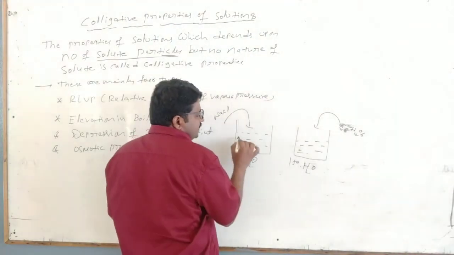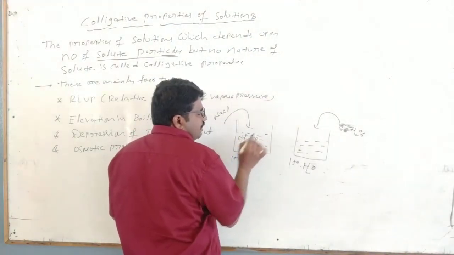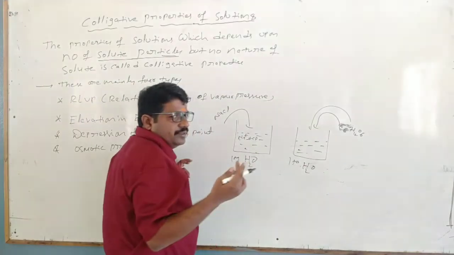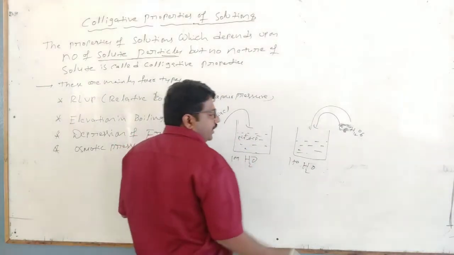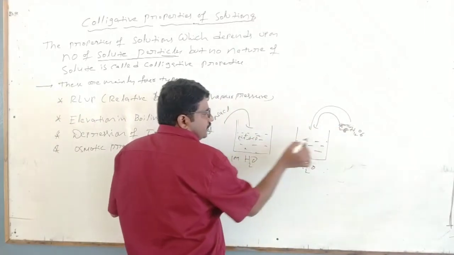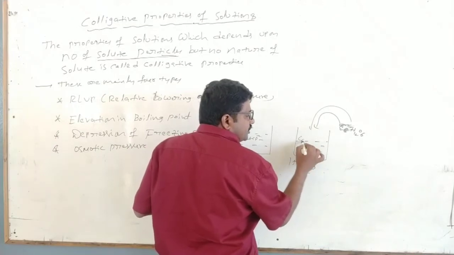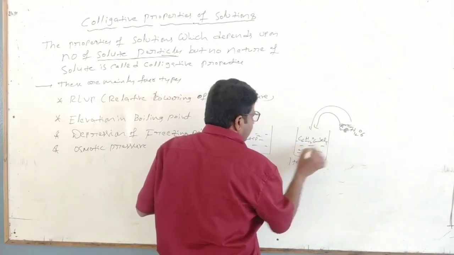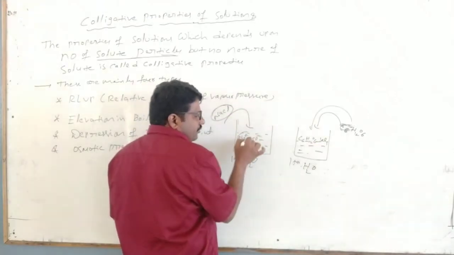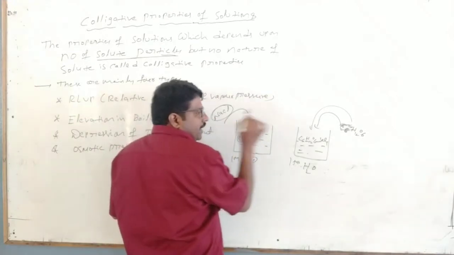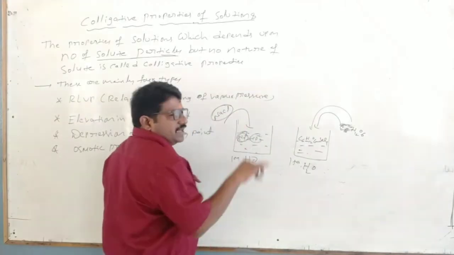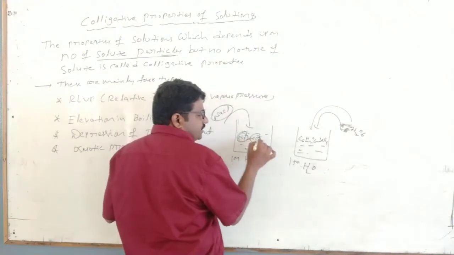Now what happens? NaCl gives Na plus and Cl minus. Glucose does not give any kind of ions; it only dissolves, giving a C6H12O6 solution. Before dissolving, here it is 1 mole and here also 1 mole. After dissolving, NaCl gives 2 moles of ions, Na plus ion and Cl minus ion.